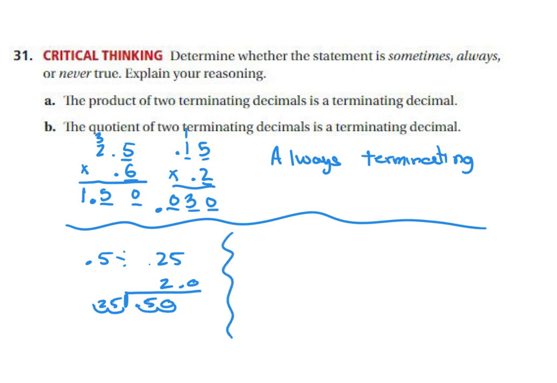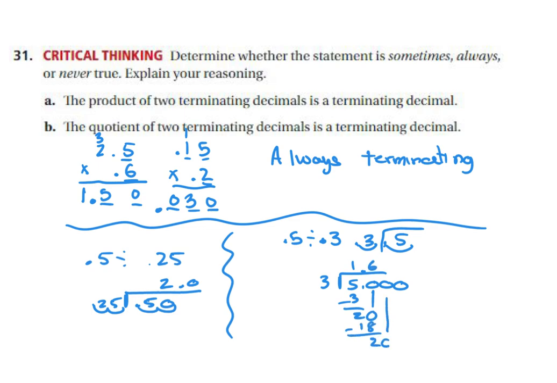Let's try another one. 0.5 divided by 0.3. So 0.5 goes in the house, 0.3 goes outside. Move your decimal once, move your decimal once. And we have 5 divided by 3. 3 goes into 5 once. 3 goes into 20 6 times. 6 times 3 is 18. You can see a pattern here. That 6 is going to repeat.